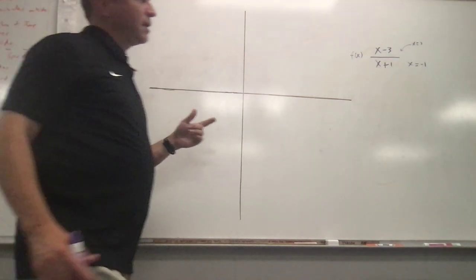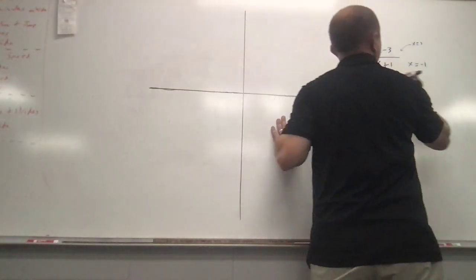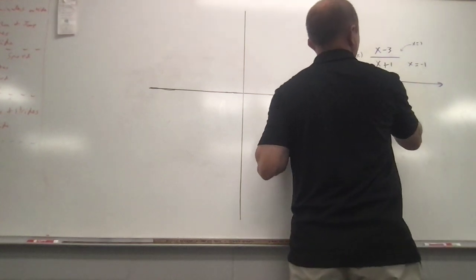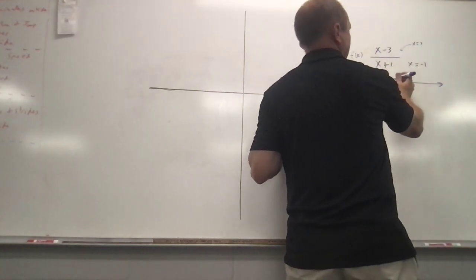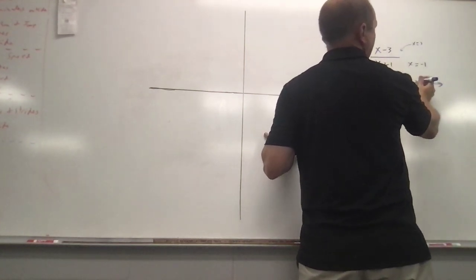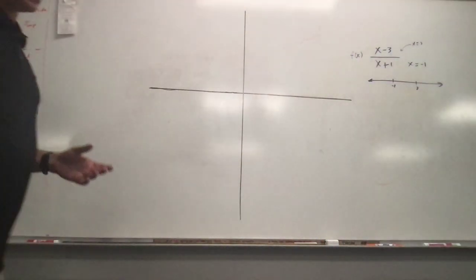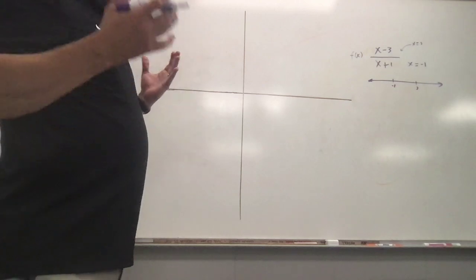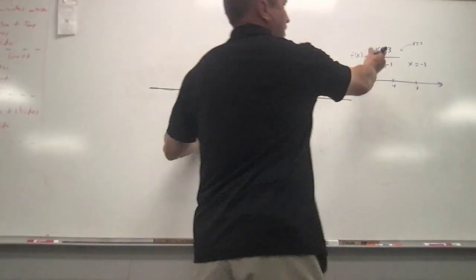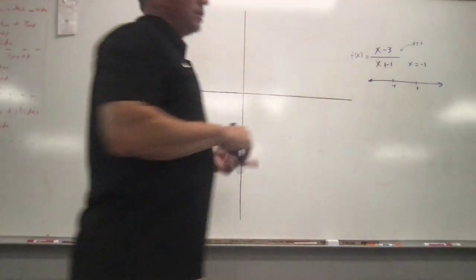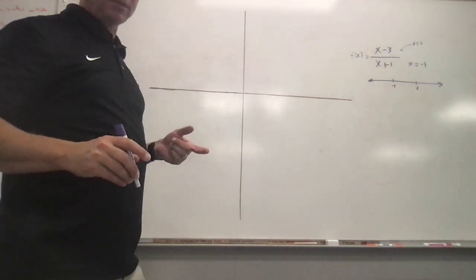At negative 1 and adding up to 3, we're looking at where the actual sign of f of x changes from positive to negative and negative to positive.